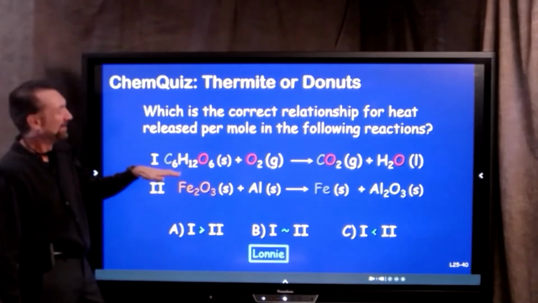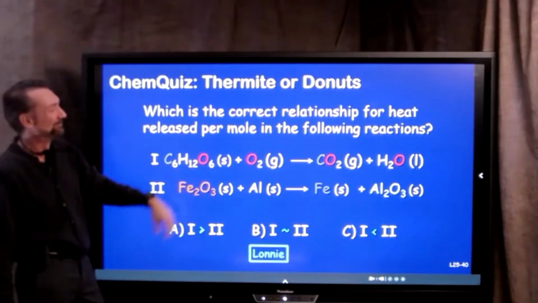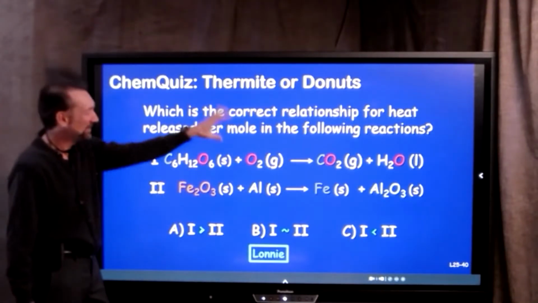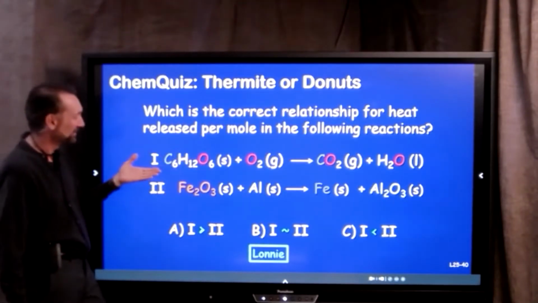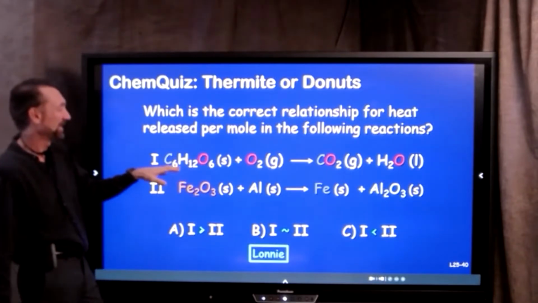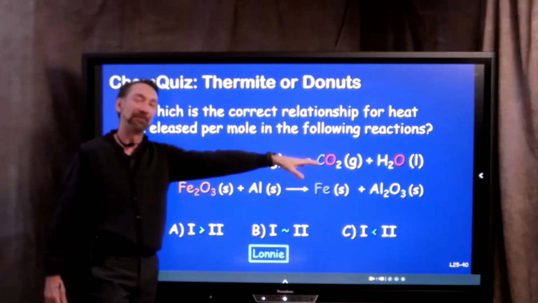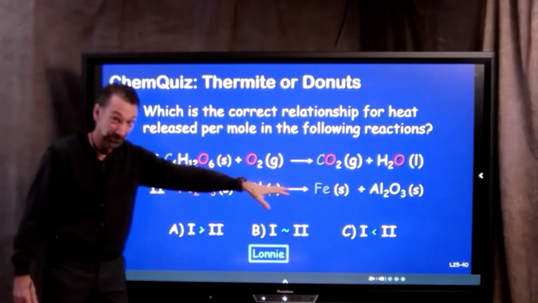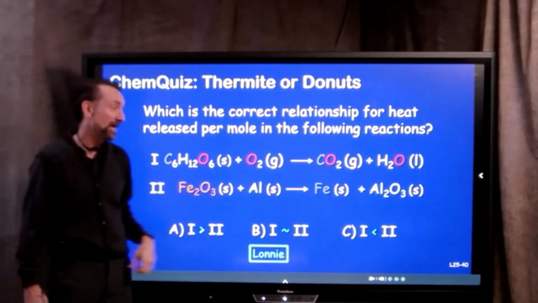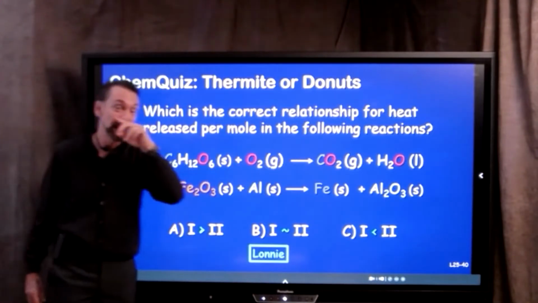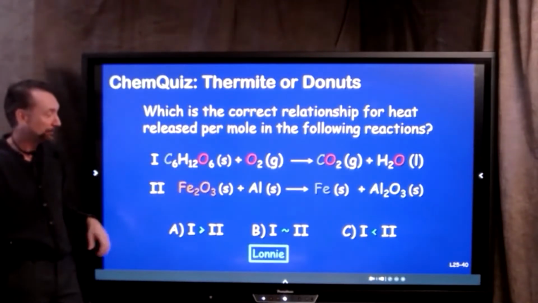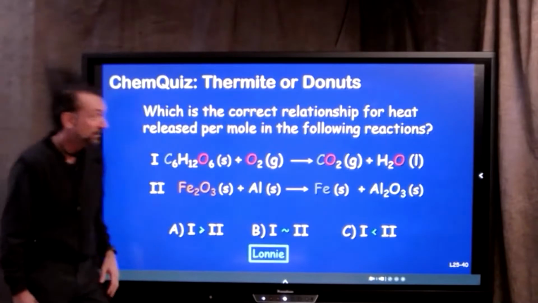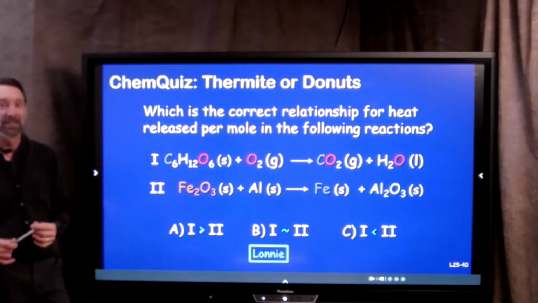Here we're interested in how much heat is released per mole in these reactions. Here we have glucose, C6H12O6, forming carbon dioxide and water as it burns in oxygen. And here we have that thermite reaction where iron oxide reacts with aluminum to form iron metal and aluminum oxide. Which of those releases the most heat?